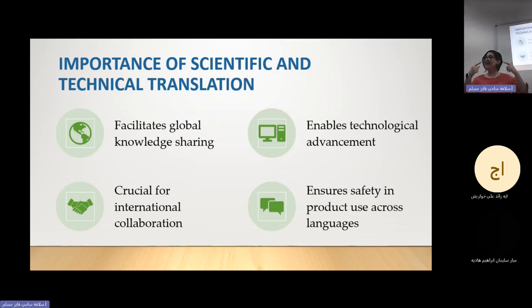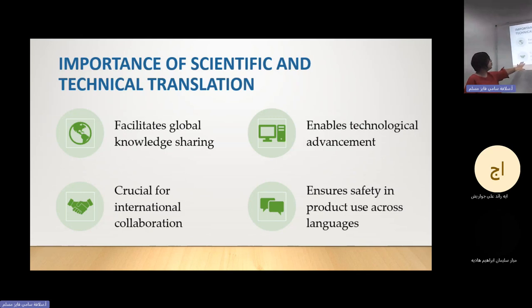So without translating it, we will not be able to accumulate all the information that we need from the source language. Okay? So, the first importance, or the first point in the importance of scientific and technical translation, is that it facilitates global knowledge. المعلومة للجميع. It's for everyone to know.